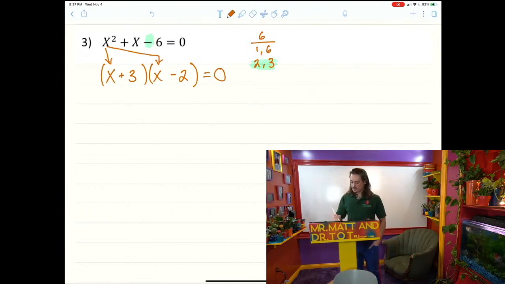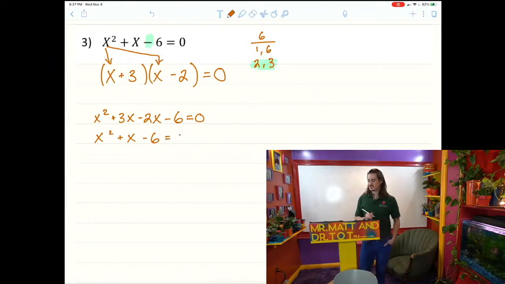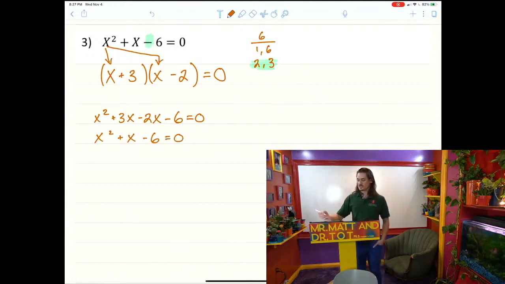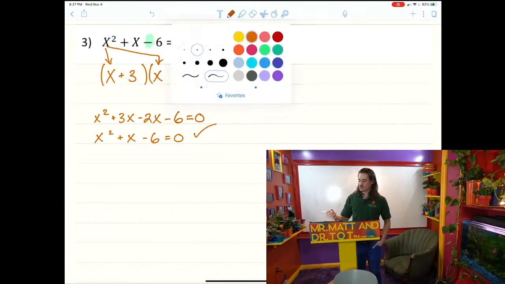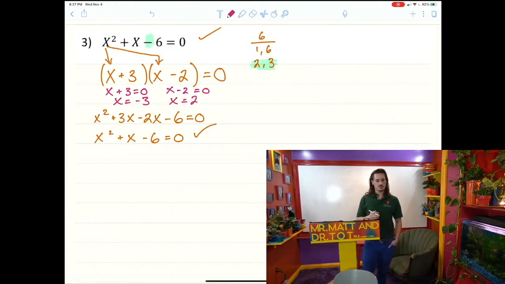If we were to FOIL, we would get x squared plus 3x minus 2x minus 6 is equal to 0. 3x minus 2x is just x. So notice we do get back what we originally started with, x squared plus x minus 6. So this is correct. And if we wanted to solve, we would just set these equal to 0, and so x would be equal to negative 3, or x would be equal to positive 2 if I asked you to solve. If you have any questions, then please let me know.